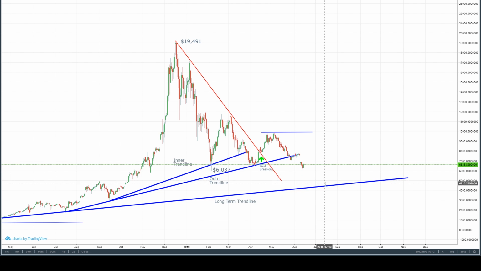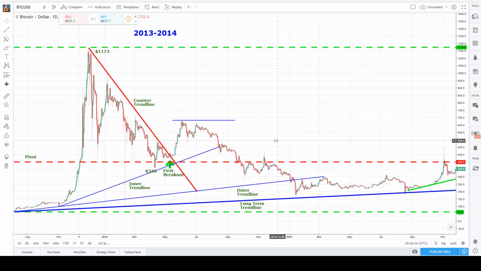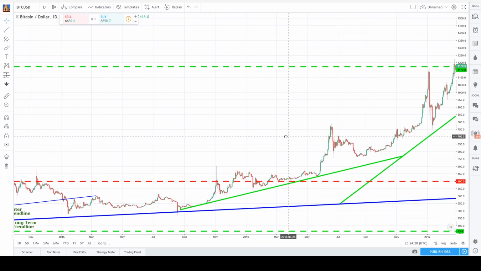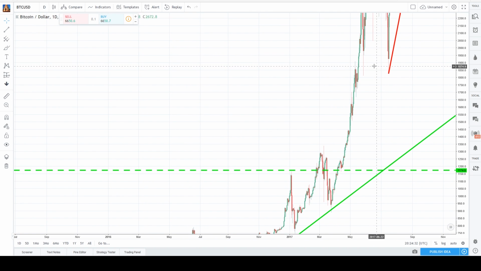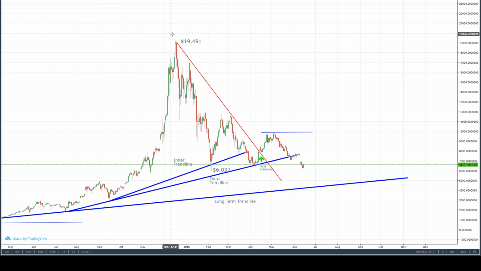Or we're going to go down, and then surely it will go up, and then we can see another parabolic move like here. It went down, stayed in the long term, and suddenly it went up and up and up, and it went off the chart. And then it moved all the way to 2,000, 3,000, and you know the story. It ended up at 19,400.